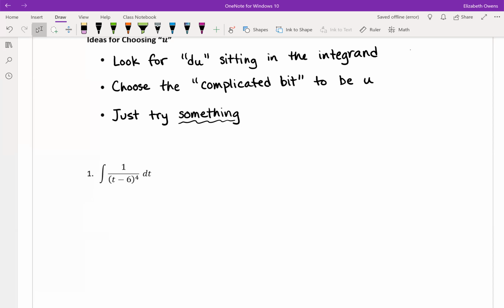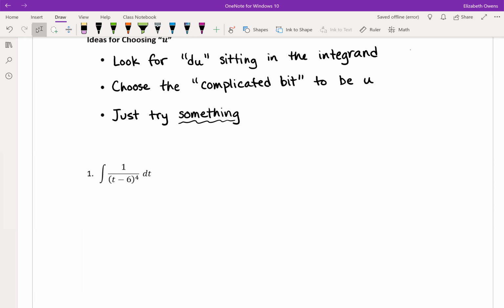Okay, we're going to take the indefinite integral of 1 over (t minus 6) to the 4th power dt. Okay, so our first step here is going to be to choose what we want u to be.